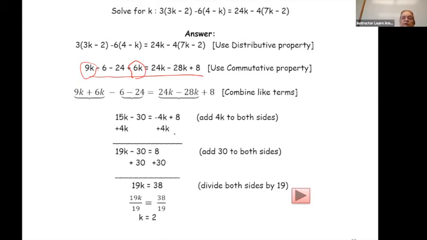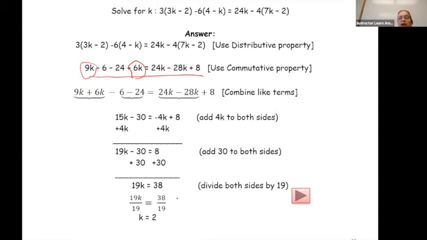Now we wish to get all the variables on the left side and all the constant terms on the right side, so we're going to add 4k to both sides, giving us 19k minus 30 is equal to 8. We have a negative 30, so we're going to add 30 to both sides. We have 19k is equal to 38. Divide both sides by 19, and k is equal to 2.